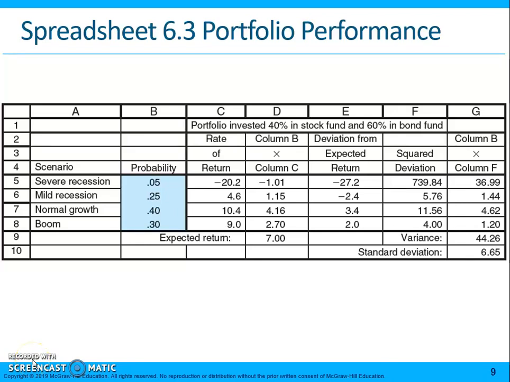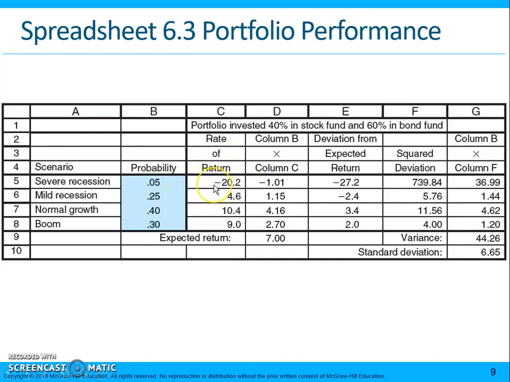Okay, so in this slide, we create a portfolio that's 40% invested in the stock fund, 60% in the bond fund. So what we're going to do is calculate rates of return for each outcome. All you do for each of these returns is multiply 0.4 by the stock return in that scenario, plus 0.6 times the bond return in that scenario.